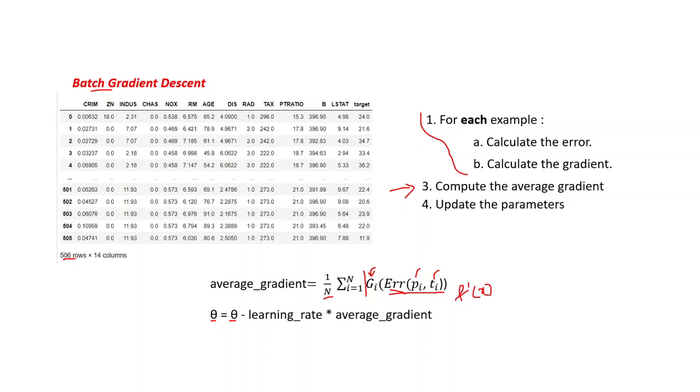So what might be the problem with your batch gradient descent algorithm? There might be some problem, otherwise you wouldn't have two more variants of this gradient descent algorithm. So the first thing is that the parameters are updated only after going through all the examples. That is, after your model goes through all the examples, it will update the parameter once.